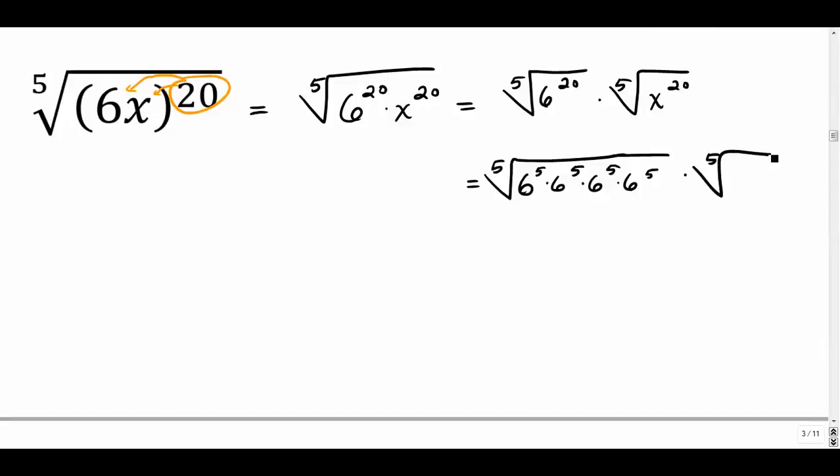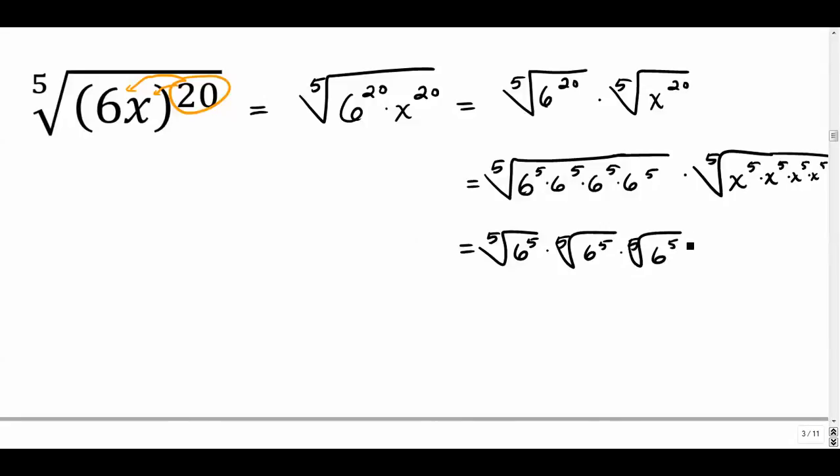Times the fifth root of x to the 20. Well, that's x to the fifth, fifth, fifth, and fifth. Same deal. And the reason I'm making them all fifths is because now I can split them all up. I'm not going to actually write them all out, but this is what you would do. And each of them is just 6. So this is 6, this is 6, and this is 6.